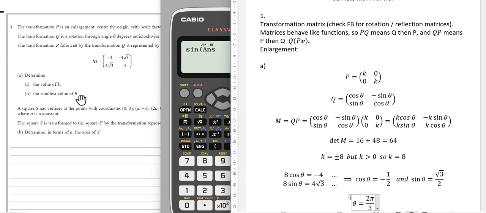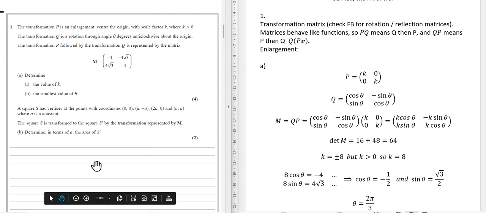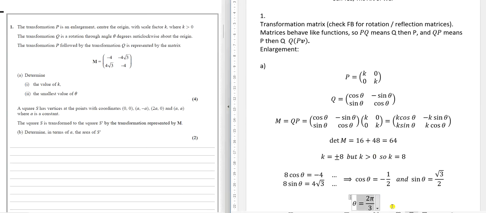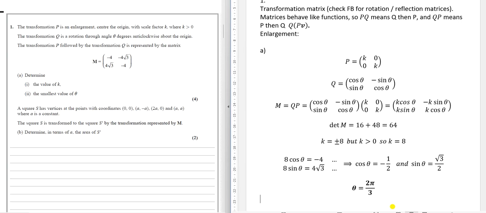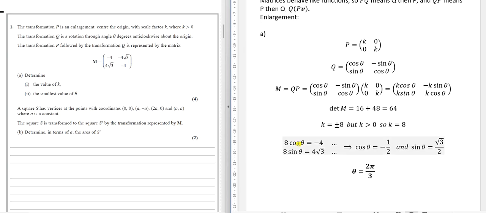It says the smallest value of theta. And it also says that it's been rotated anti-clockwise, so it doesn't make sense to think of theta as being negative. This is the smallest value it can be. It must have been rotated by 120 degrees.